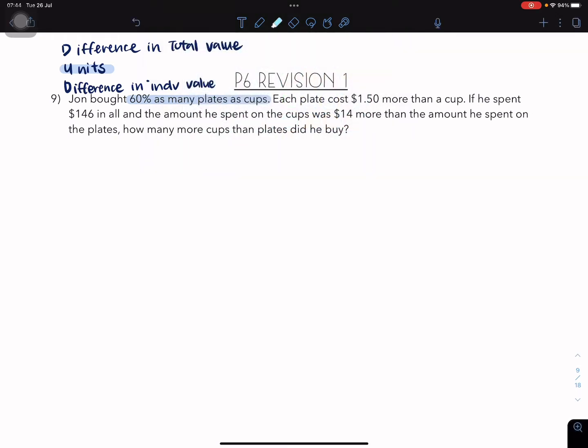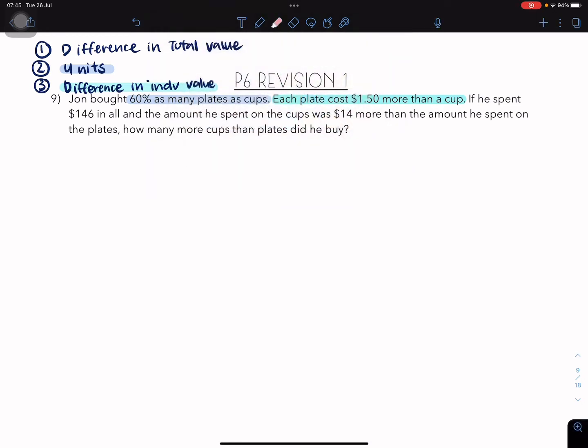The next information that's given is that each plate cost $1.50 more than a cup. Many of you would be like, oh, okay, I'm going to start using this information, but please do not, because this information doesn't give you enough to move on to anything at all. We will go by the sequence that we have written on the board right now. First part, we will do the difference in the total value, followed by the units. Then lastly, we will deal with the difference in the individual value. Do not jump steps, you will get confused.